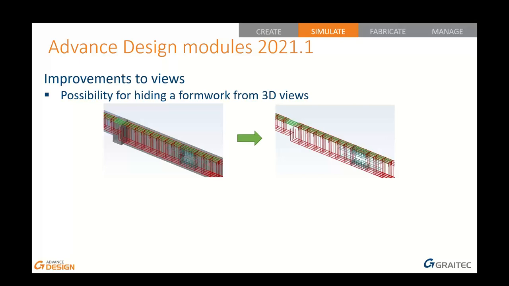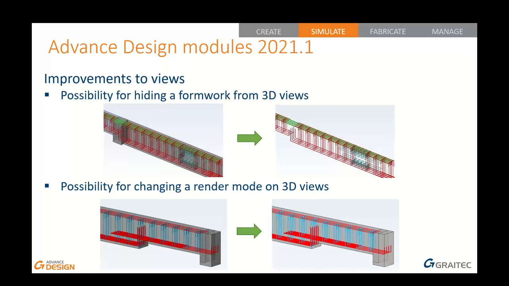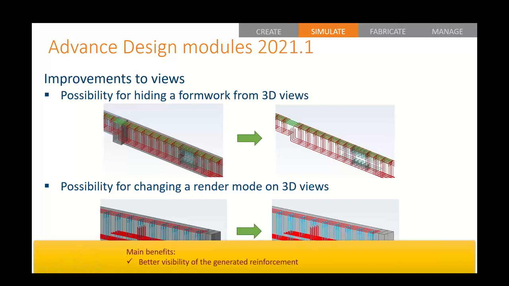The second is the possibility of changing the render mode, from full render to the new flat render mode. This new flat render mode is helpful for 2D sections. It makes the reinforcement better visible. Maybe in this picture you don't see the improvement, but especially on 2D sections, the reinforcement with that new render mode is much better visible. I hope it will be very useful for all. So the benefit is better visibility of the generated reinforcement.